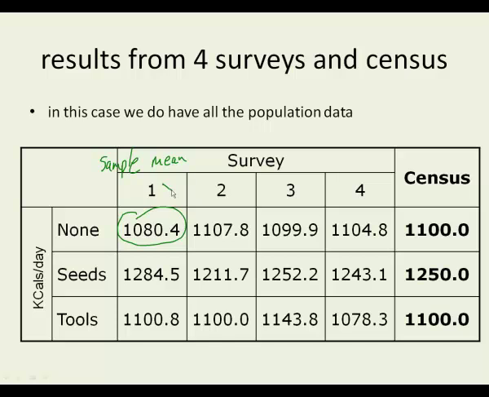And sometimes you see it in statistics, but it's written like that for survey 1. And some they might have a 1. That's the sample mean for survey 1. That's the sample mean for survey 2. In all cases for none. And then there's this, for seeds, there's another. This is the sample mean for seeds for survey 1, and so on. So these are the means for each sample. The mean for no intervention, for seeds and for tools.